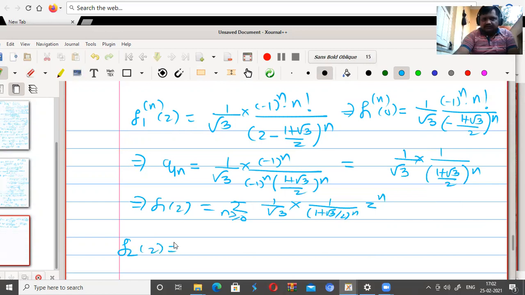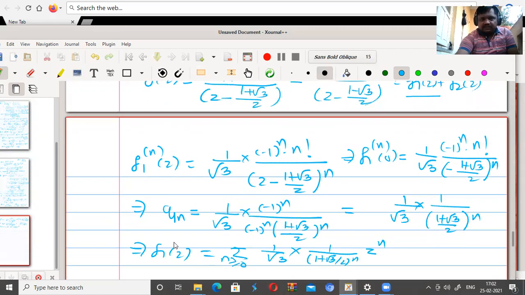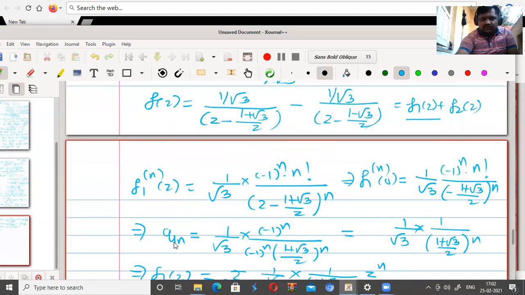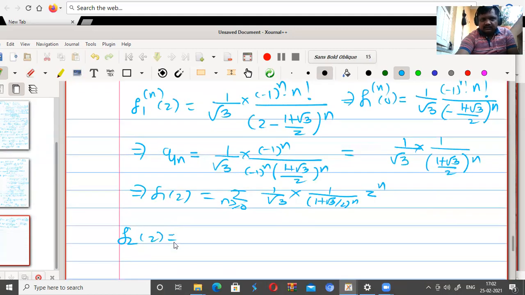what is f2(z) equal to? f2(z) is minus 1 by root 3 divided by (z minus 1 minus root 3 by 2), right?